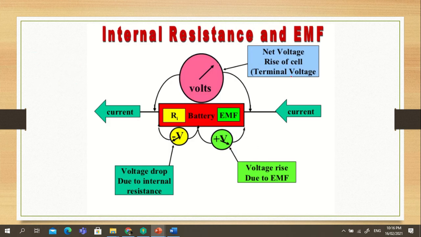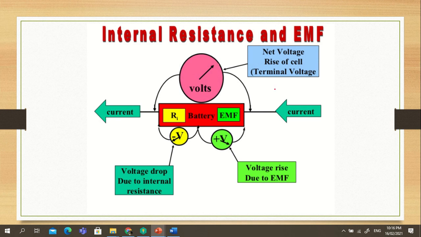So, internal resistance and EMF. We have here the battery, for example, as I mentioned a while ago, class. The EMF is the rating of this battery. Then because of the internal resistance, there will be a drop in this resistance, so when you measure, there will be a voltage drop due to internal resistance. And this is the voltage rise due to EMF.